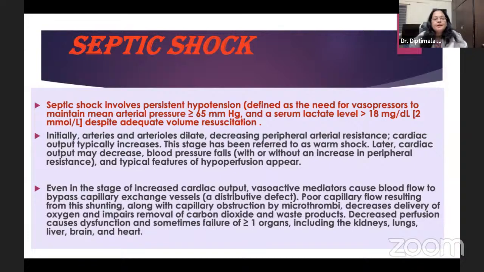Initially, arteries and arterioles dilate, which decreases the peripheral arterial resistance, and cardiac output typically increases. This stage has been referred to as warm shock. Later, cardiac output may decrease, blood pressure falls, and this is the typical feature of hypoperfusion.